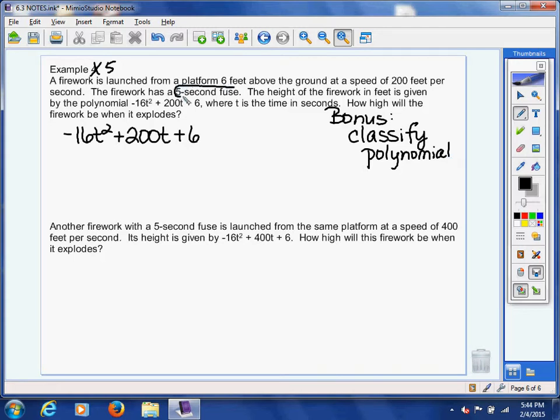What you're plugging in is this information that they gave you right here, which is we need to know the time of the fuse. The time of the fuse is 5 seconds, so that's T. T equals 5, because that's how long the fuse is. So in your calculator, this is what I need you to do, is type in negative 16 times 5 squared plus 200 times 5 plus 6. Now practice keying that in and let me know. Write it down. I'm going to give you a second to write down what you think the answer is.